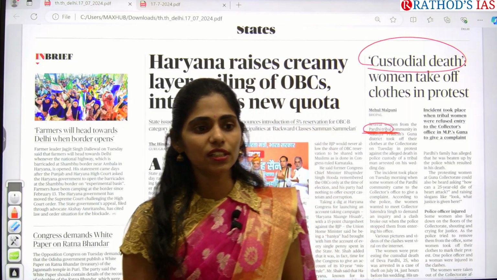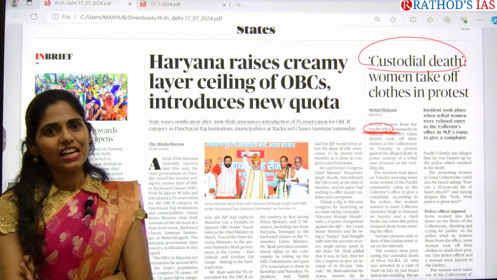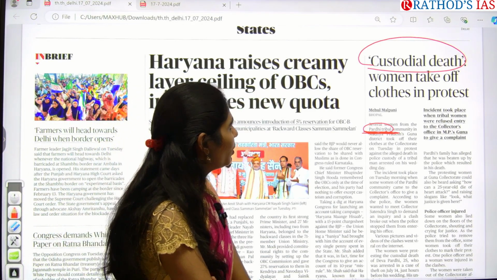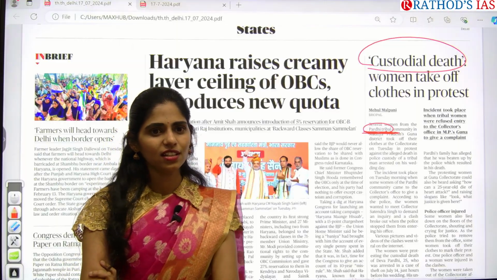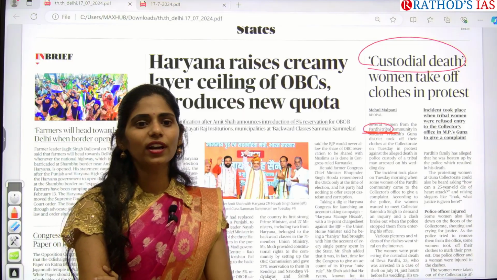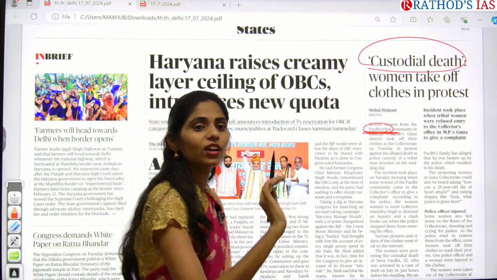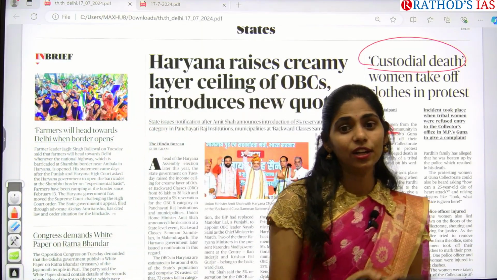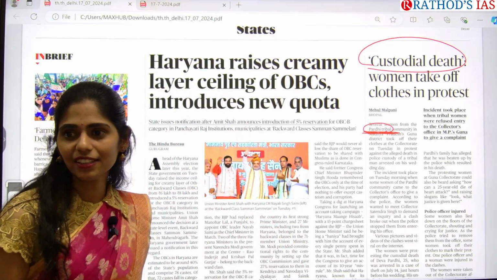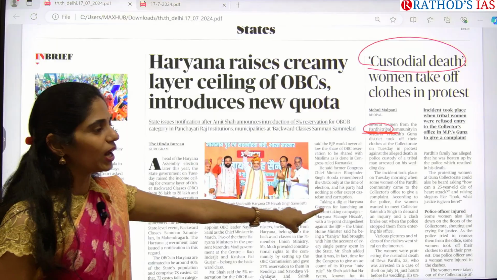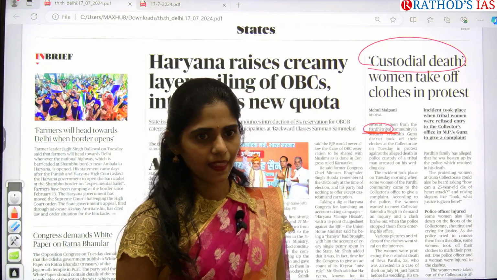And one more thing: whenever the people go for protest regarding this case, the police attack the women, and even the women take off their clothes and protest there to get justice. You can understand how tribal discrimination is happening in our India till now. And whenever you are writing an answer on tribal discrimination, you can add this type of case study.